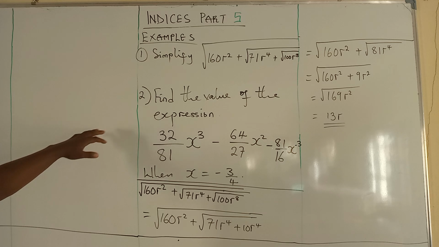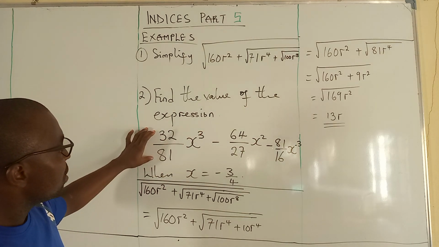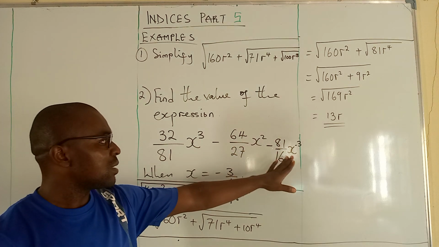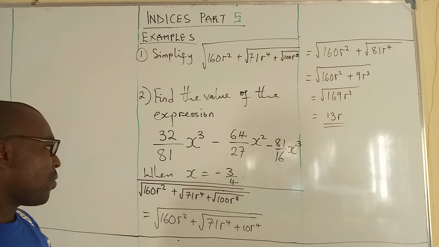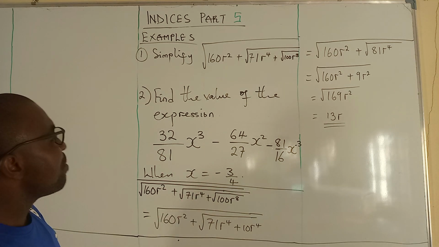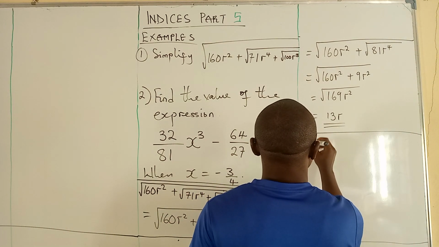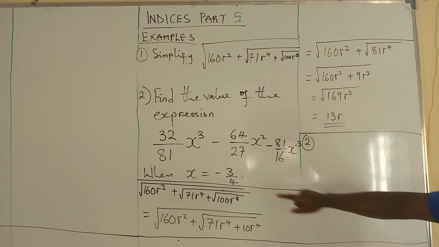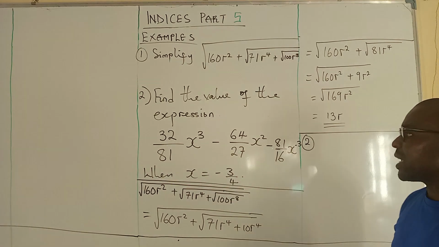So let's look at question number 2. Question 2 is saying find the value of the expression this x to power 3 minus this x to power 2 minus this x to power minus 3 when x is equal to minus 3 over 4. What that simply means is that you go to the expression. Wherever you see x in the expression, you put minus 3 over 4. That's the meaning. When x is equal to minus 3 over 4.